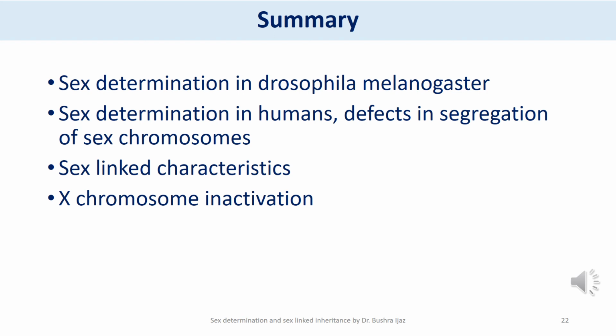And then we learned about poly-X females. Poly means many, and X means they have a lot of X chromosomes. The frequency of women being born with many X chromosomes is 1 out of 1,000 births. Then we also studied some of the sex-linked characteristics: X-linked, Z-linked, and Y-linked characteristics.